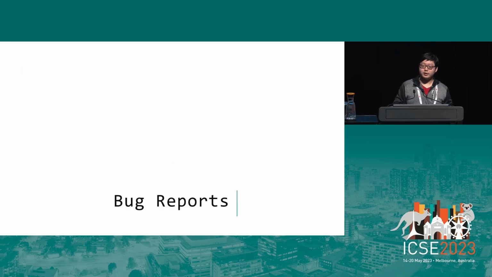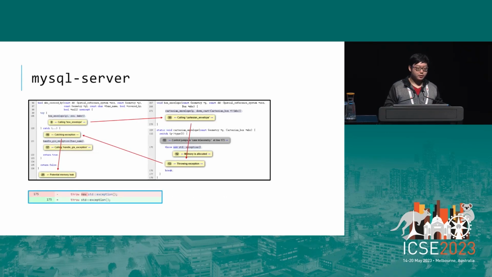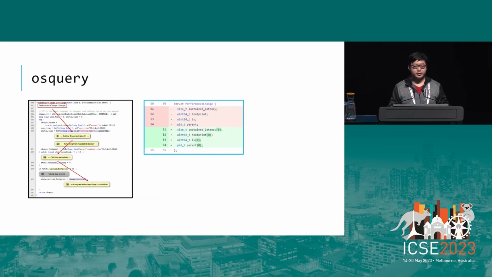At the end of my presentation, I want to show some bug reports and fixes. There is not much time left, so we just have a quick look. This is a memory leak. The black box is the bug report, and the blue box is the fix. It is found in MySQL server. This is an uninitialized variable. The exception is thrown, which causes a variable to be uninitialized.